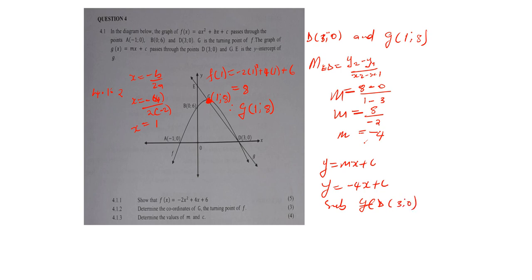We'll just have 0 equal to negative 4 into positive 3 plus c. Then c is equal to positive 12. Therefore, m equal to negative 4 and c equal to 12. So we are done with this question. Let's quickly delve into other questions of interest.